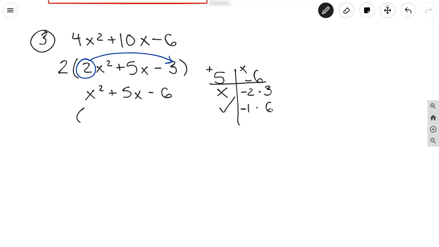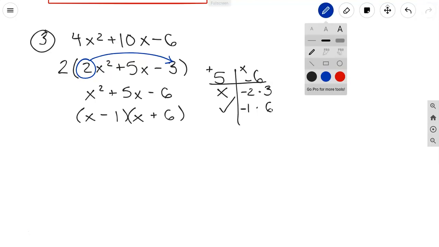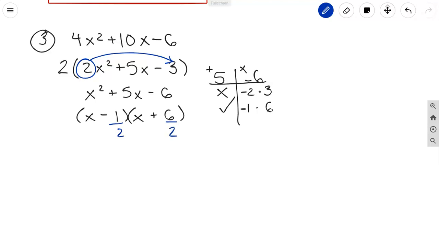So we're going to have to write our little parentheses out for these. Again, we start with x. Negative 1. Positive 6. And now I'm going to do my last method. I'm going to divide by 2. So divide by 2. Divide by 2. Again, this moves to the front. This does not. I write what's left. 2x minus 1. X plus 6 divided by 2 is 3.